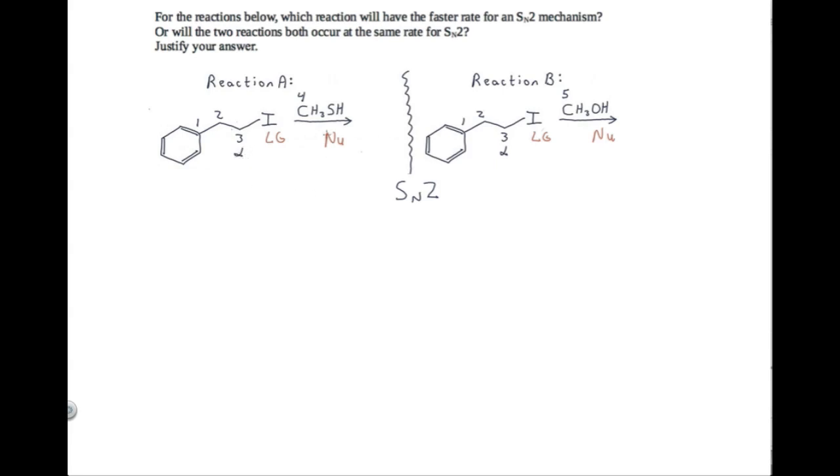Now we need to look for a difference between these two reactions. Well, the leaving groups aren't different. The leaving groups are the same. The alpha carbons aren't different. They're both primary alpha carbons. So we have to focus on the difference in the nucleophiles.